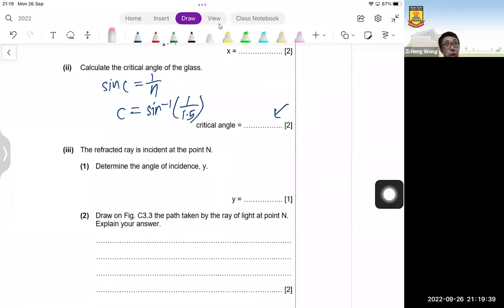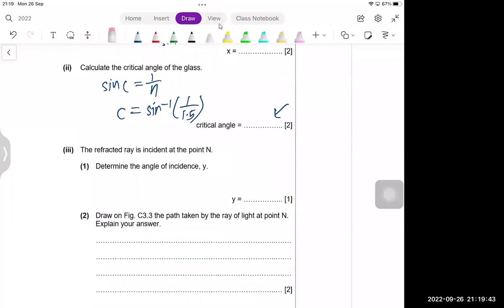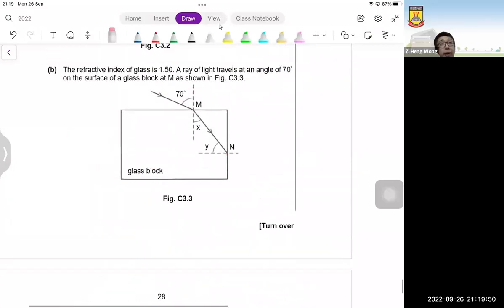Yes, to determine part 3(1), right? The angle of incidence y, is it just like 180 minus the x? Yeah, it's just geometry. This is a triangle, so 180 minus 90 minus x is y.